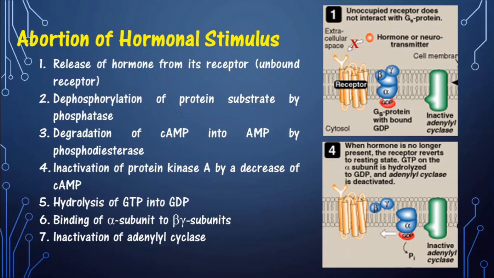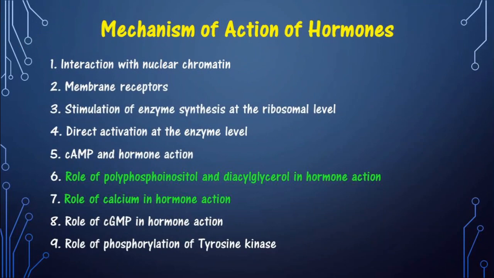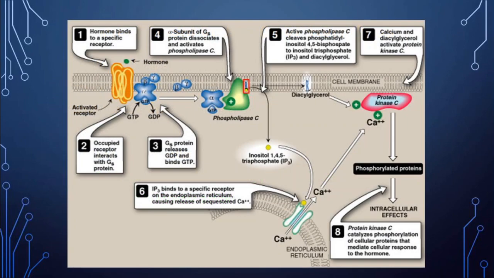As it goes into the GDP state, the alpha subunit and the beta gamma subunits of the G protein will bind together, and as a result it causes the inactivation of adenyl cyclase. We'll be seeing this in detail as we go further. Six and seven both have been highlighted because both are very similar in their action. So, the role of polyphosphoinositol or phosphatidylinositol and diacylglycerol, and the role of calcium in hormone action.